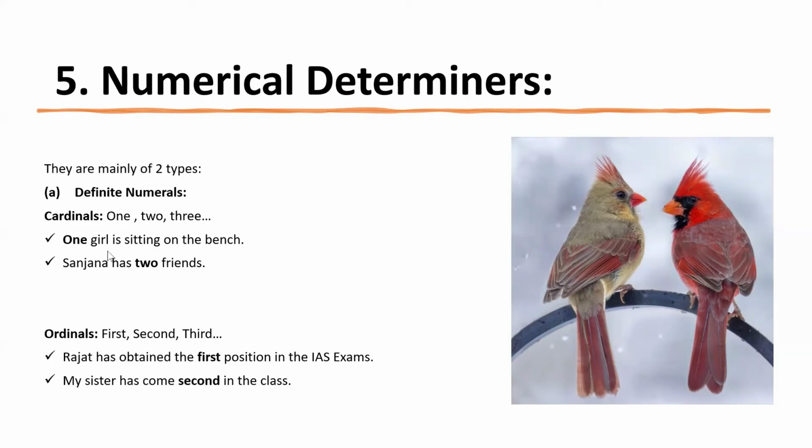Examples: one girl is sitting on the bench. One is cardinal. Sanjana has two friends, so two is cardinal. Now come to ordinals. Ordinals will always show order: first, second, third. Examples: Rajat has obtained the first position in the exams. My sister has come second in the class. So first and second are ordinals.